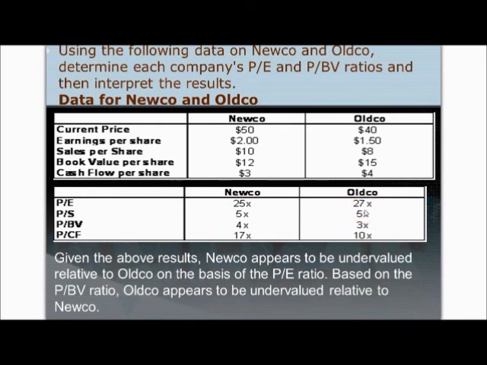Based on the PB ratio, Oldco seems to be undervalued relative to Newco. So we can see that the analysis of under or over valuation differs by using different ratios. So we shouldn't be using only just a PE ratio or just any one ratio to analyze companies. We should use a multi-array of ratios and tools.